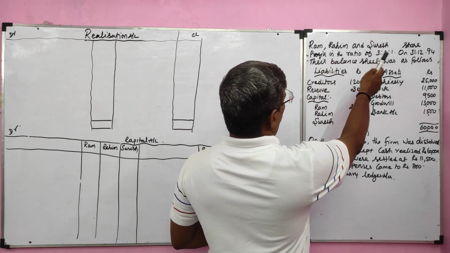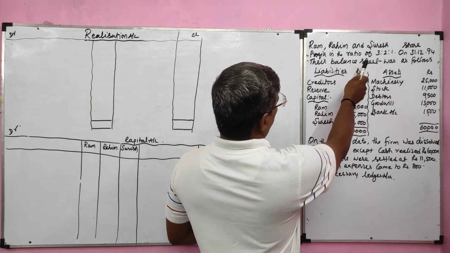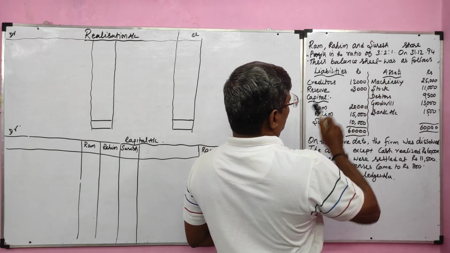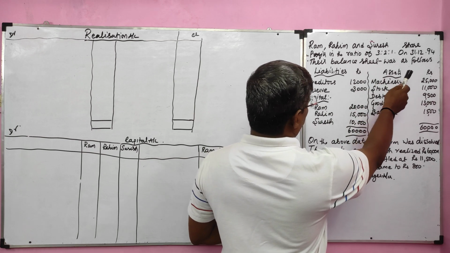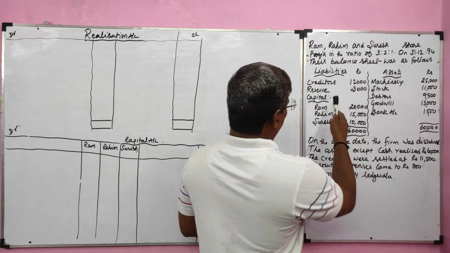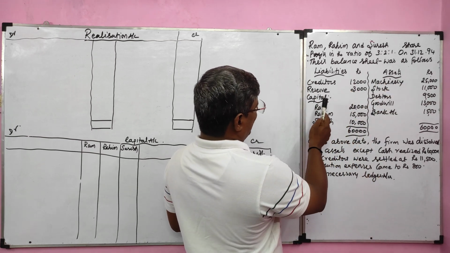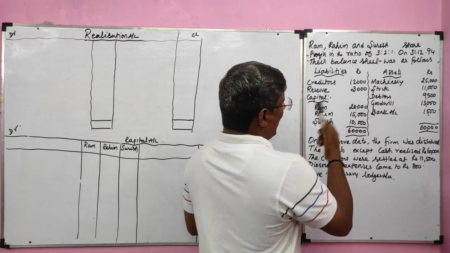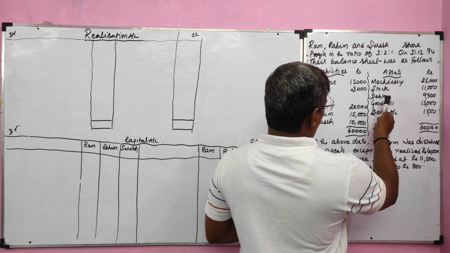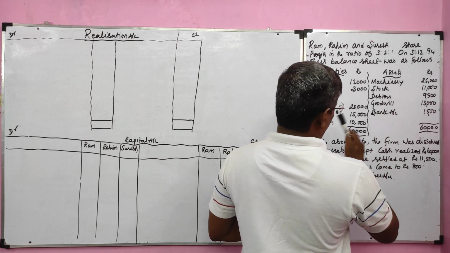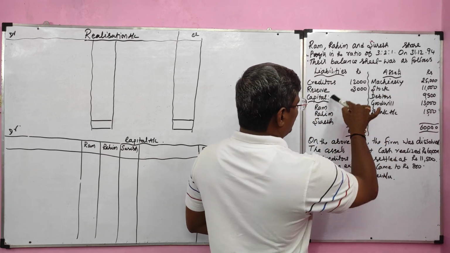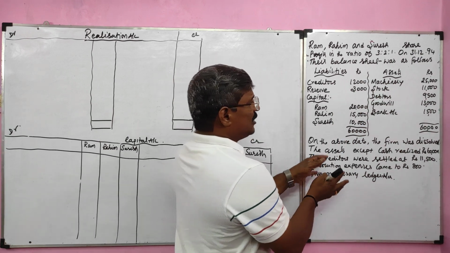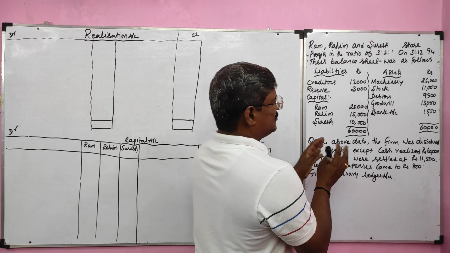Ram, Rahim and Suresh share profits in the ratio of 3:2:1. On 31st December 1994, their balance sheet was as follows. Liabilities: creditor, reserve, Ram capital, Rahim capital, Suresh capital. Asset side: machinery, stock, debtor, goodwill and bank. The values given in the balance sheet we should term as book value. The values given in the adjustment are called adjustment value.